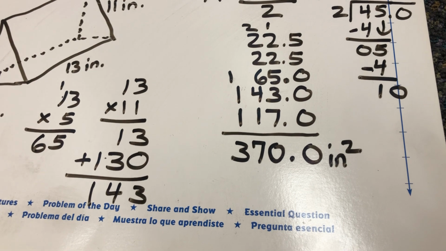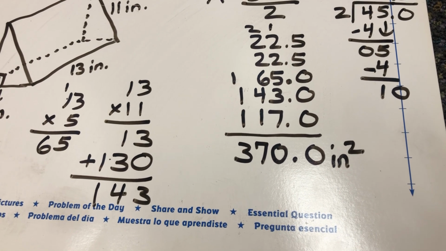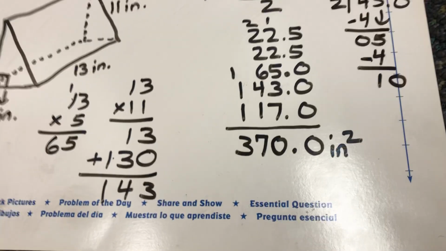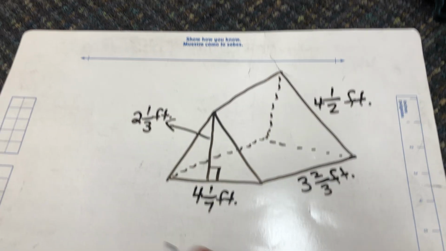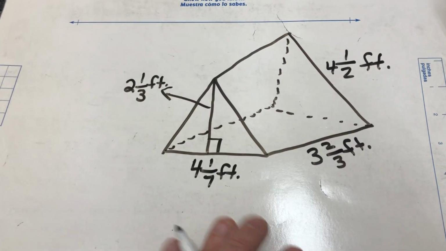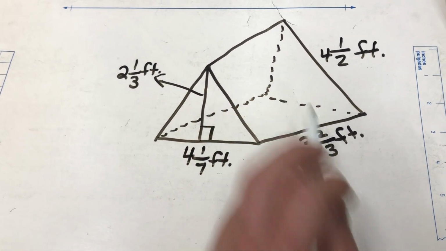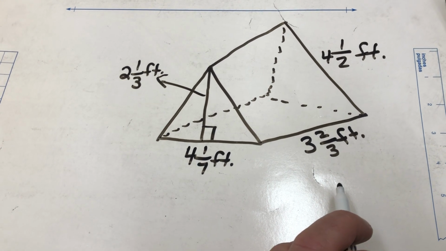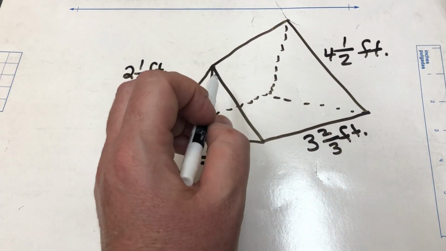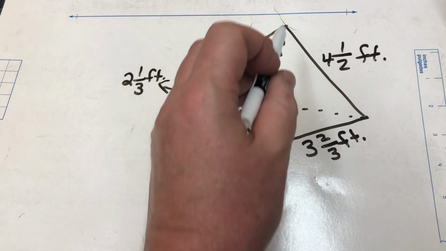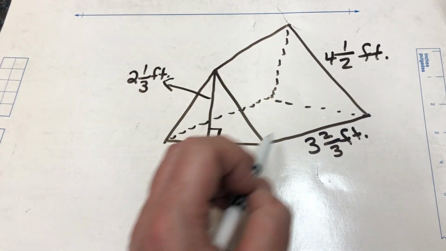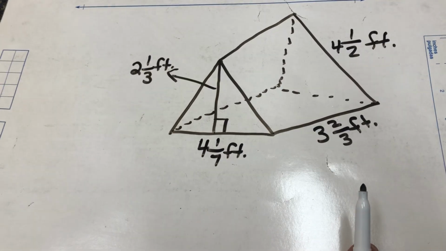All right, moving right along. This tent looks like a tent, essentially what it is, but it's still a triangular prism with a triangle here in the front and the back, and then we have a rectangle here to the right, a rectangle here to the left, and a rectangular base.